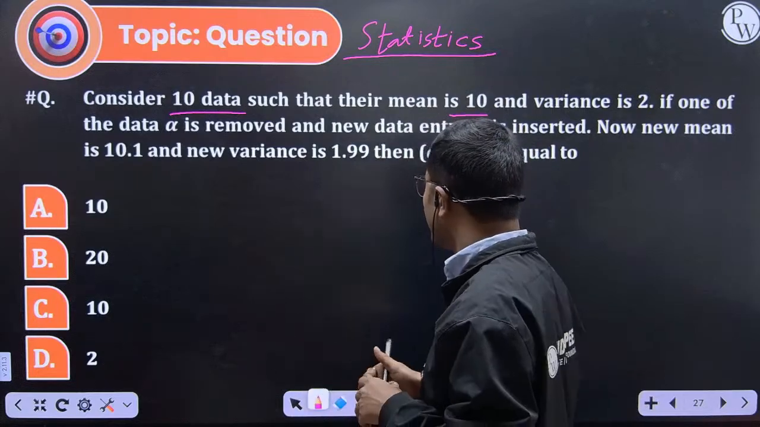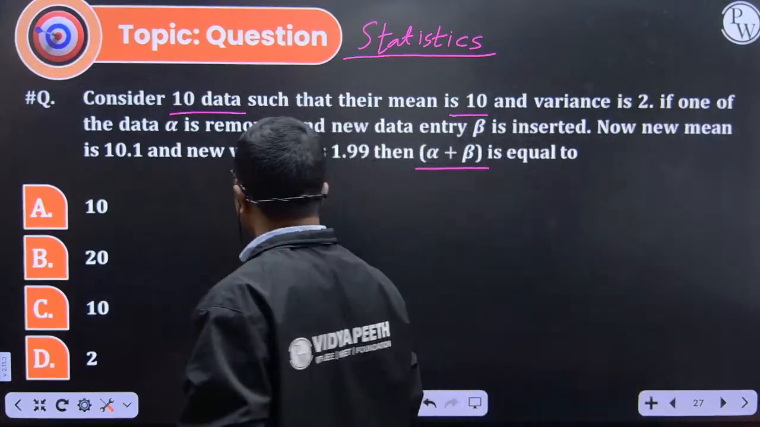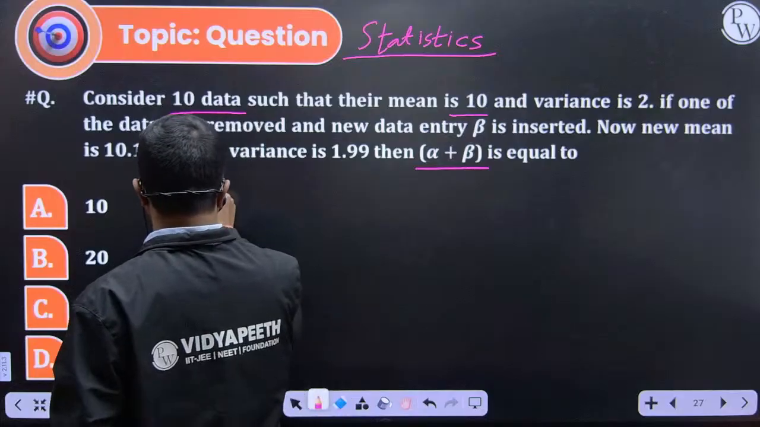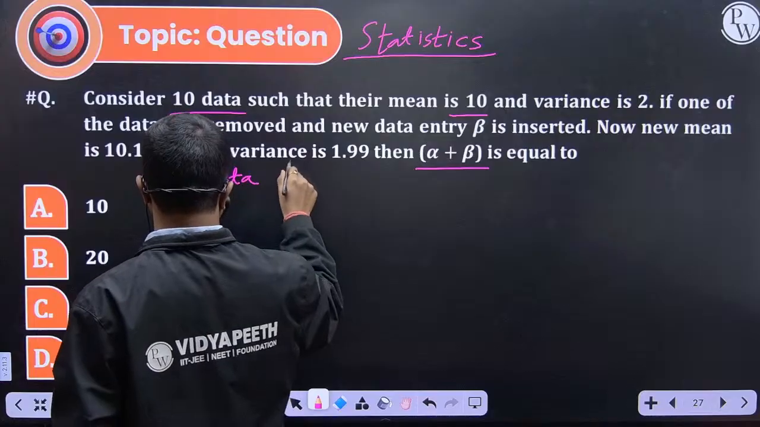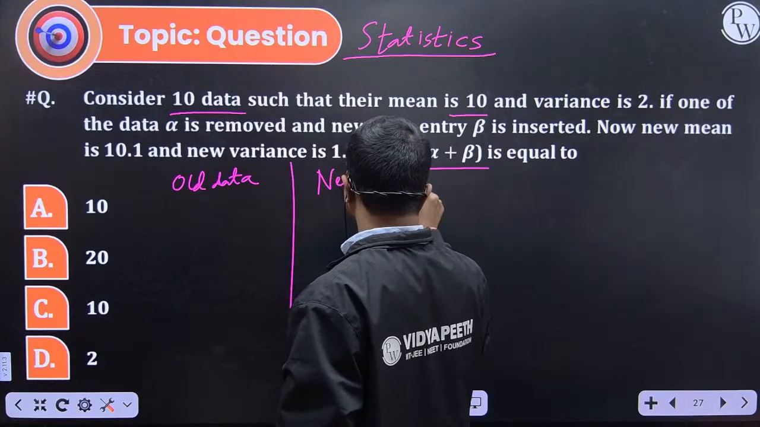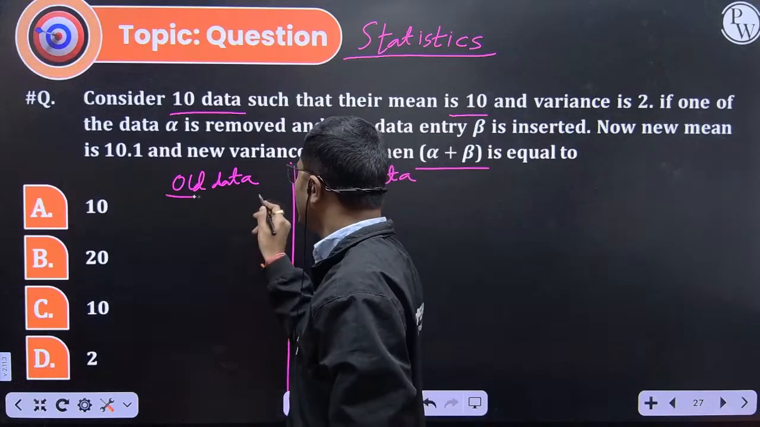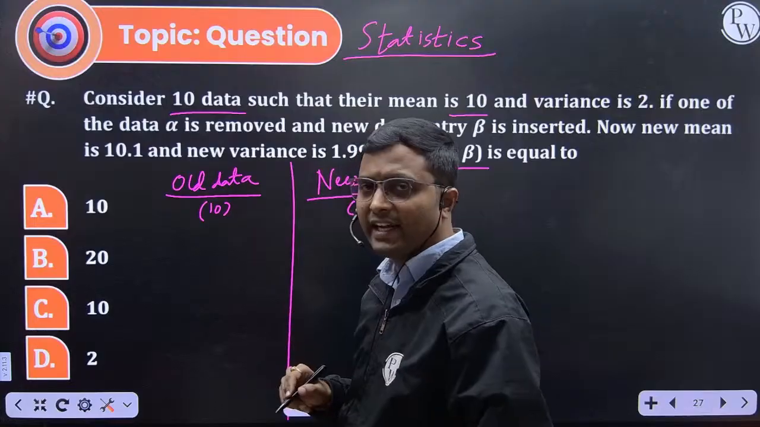So let us find the sum of these values alpha and beta. First, mean is given. First let us do it for the old data. Let us classify it as old data and new data. The number of values is 10 in both cases, old data and new data.